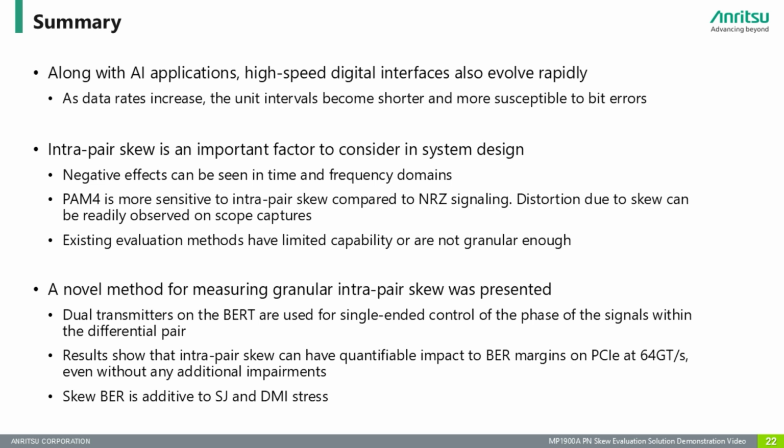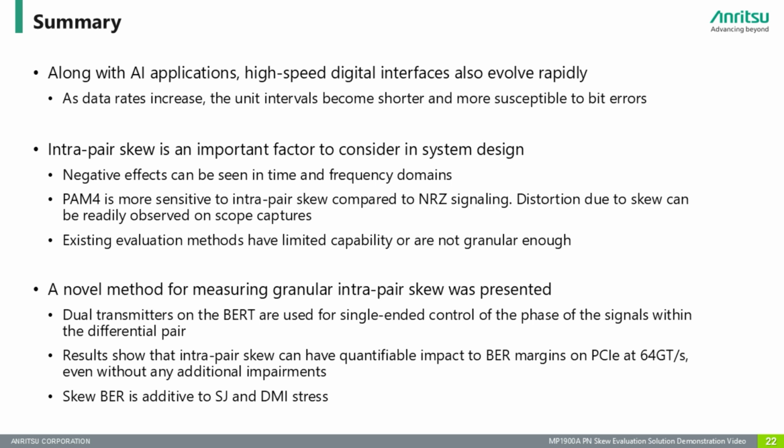Due to the reduced eye size, PAM4 is more sensitive to intra-pair skew compared to NRZ signaling. This distortion due to skew can be readily observed on scope captures. Existing evaluation methods have limited capability or are not granular enough. A novel method for measuring granular intra-pair skew was presented.